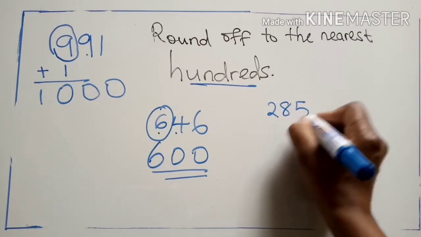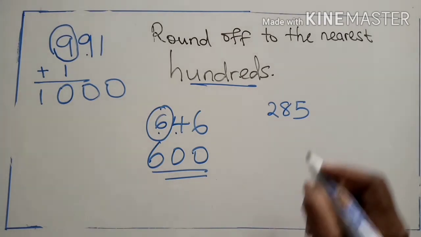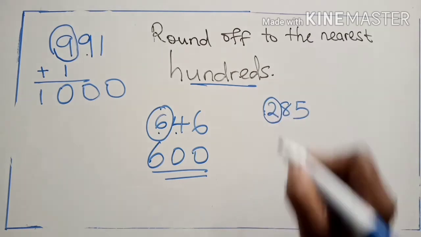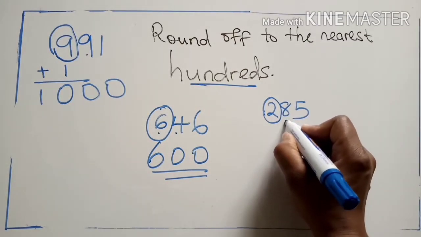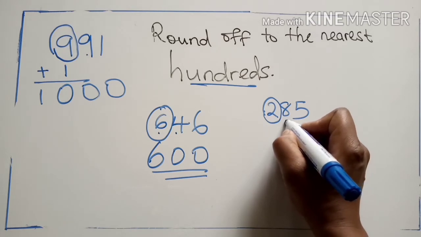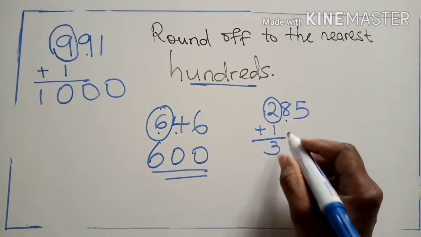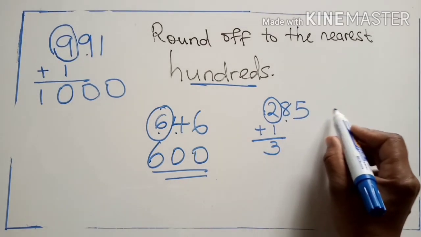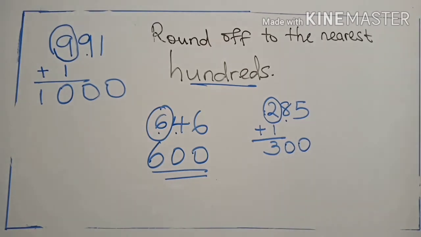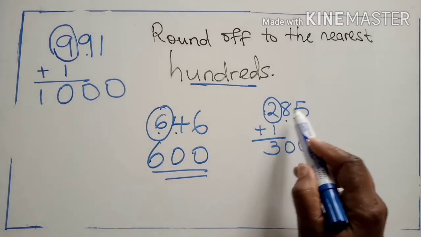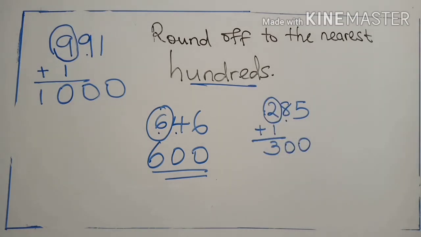Let's do 285. Let's round off 285 to the nearest hundreds. So we will circle the hundreds. Look at the number to the right. It is already a 5 and above. So we will round up. Add 1 to the hundreds, you have 3. Then every number that is to the right is converted to a 0. So we have 300. 285 rounded off to the nearest hundreds is 300.